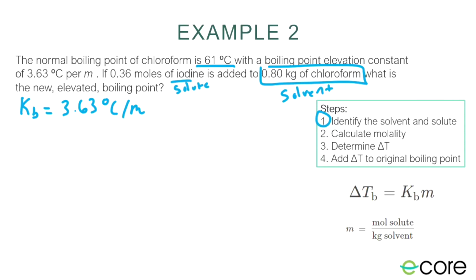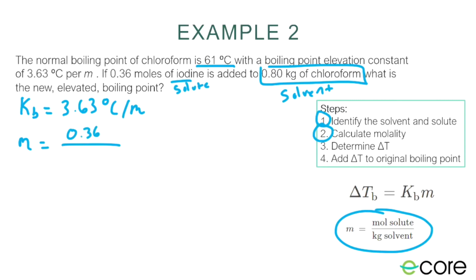Okay, so if I want to calculate the new boiling point, I'm going to need to get the molality. And so that's step two. So molality, my expression is right down here in the bottom right. And molality is moles of solute over kilograms of solvent. So my moles of solute is just given to me, 0.36 moles. And my kilograms of chloroform is also given to me.